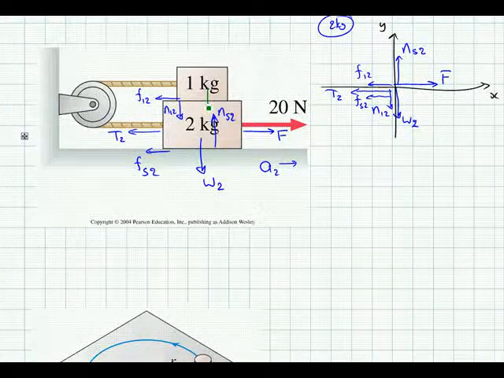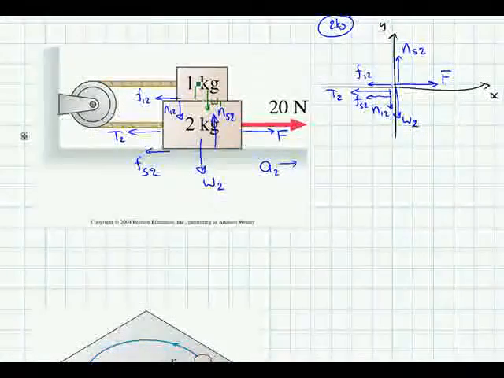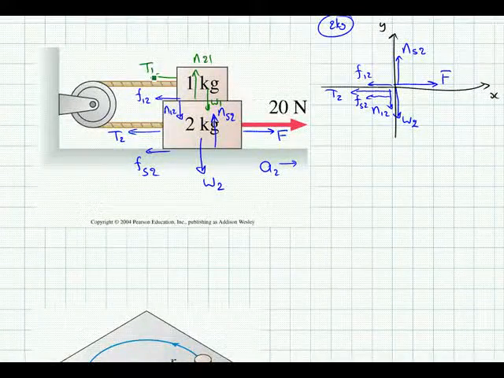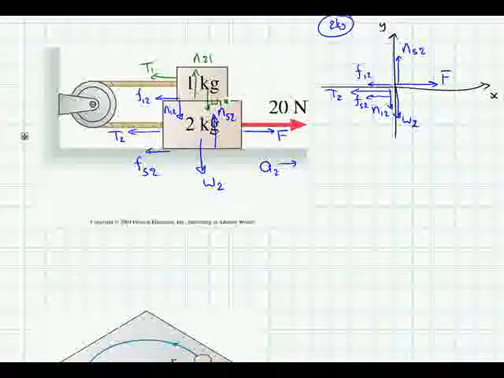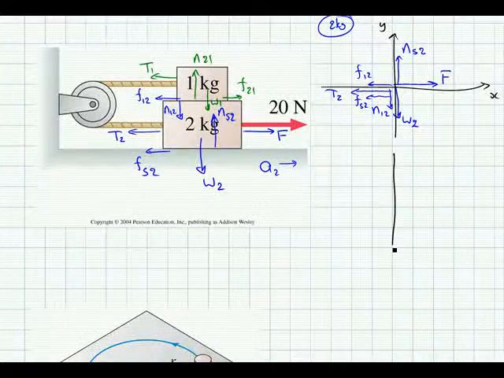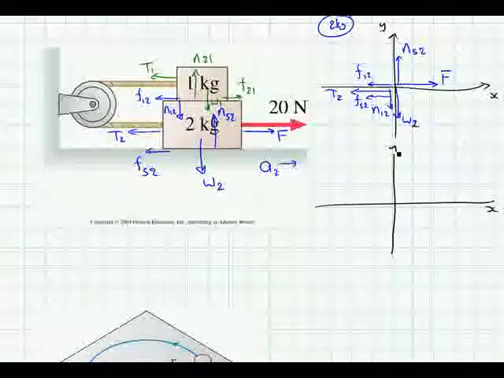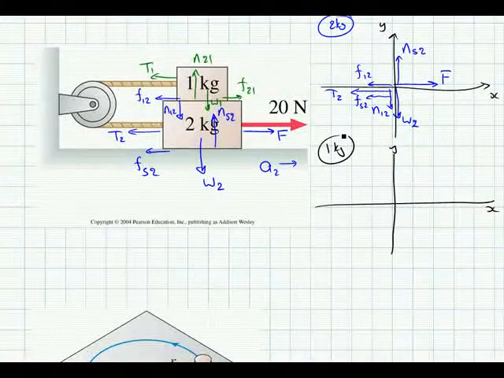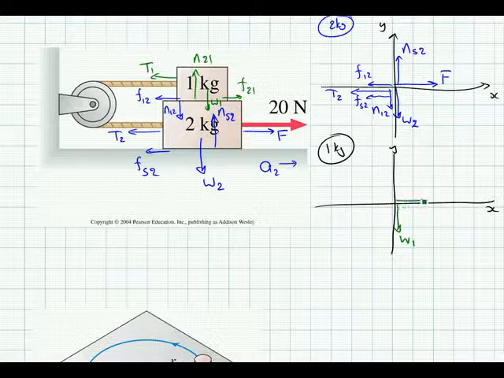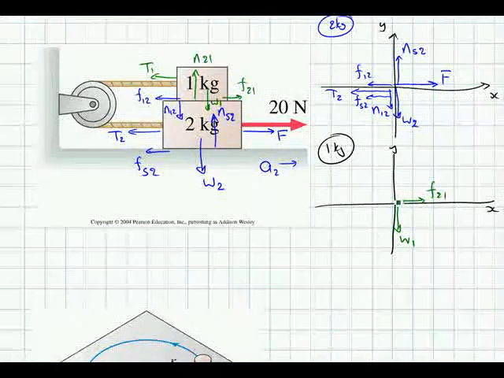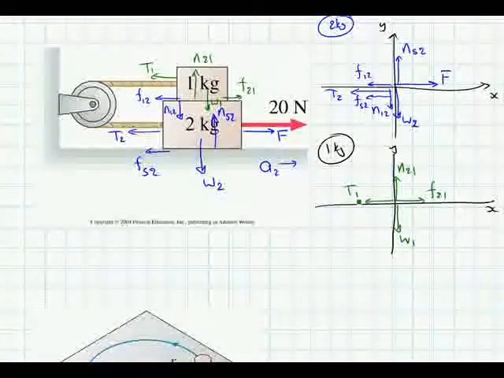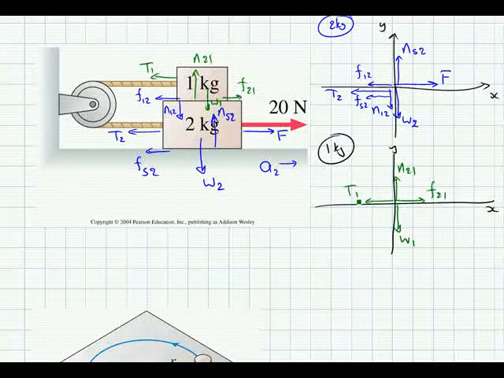Now for the 1 kilogram, we have of course its weight. We have normal force of 2 on 1. We have tension on 1. We have friction force of 2 on 1. So it's free body diagram, XY. This is the 1 kilogram object. We have W1, friction force of 2 on 1, normal force of 2 on 1, tension 1. That's about it.